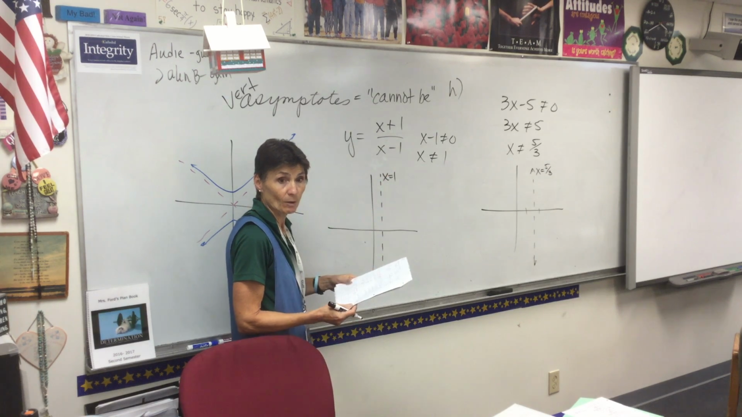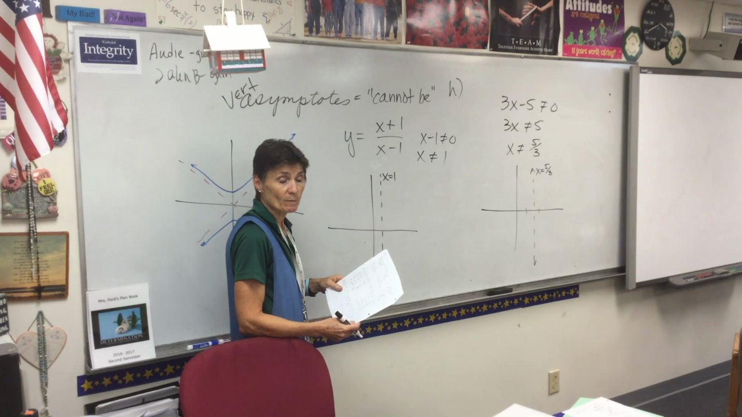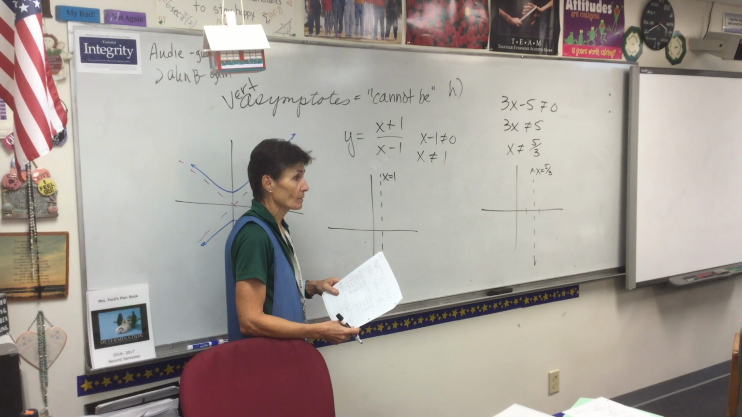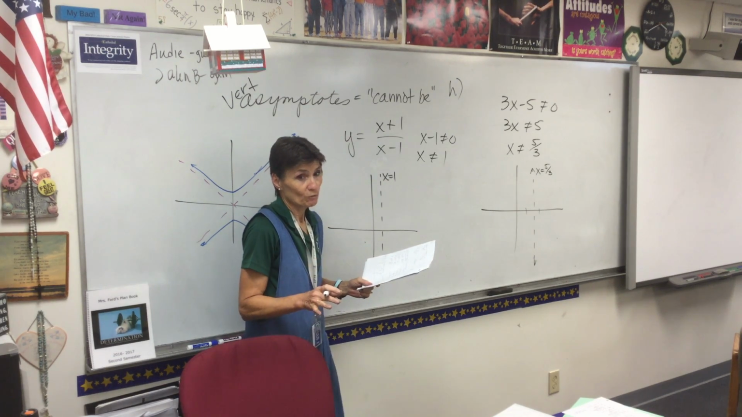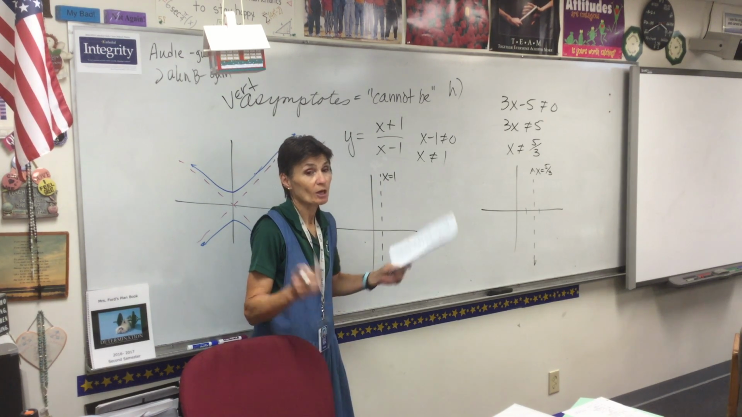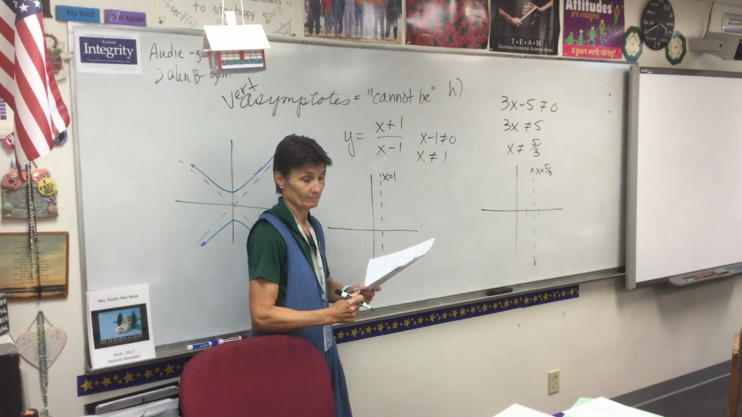Every time you have a fraction, you're probably going to have a vertical asymptote because you have a denominator that cannot be 0, right? Joe, Sweet Pea, sit up. Put your head up. Right? I know the coach would not want you falling asleep in class, especially on game day, right?